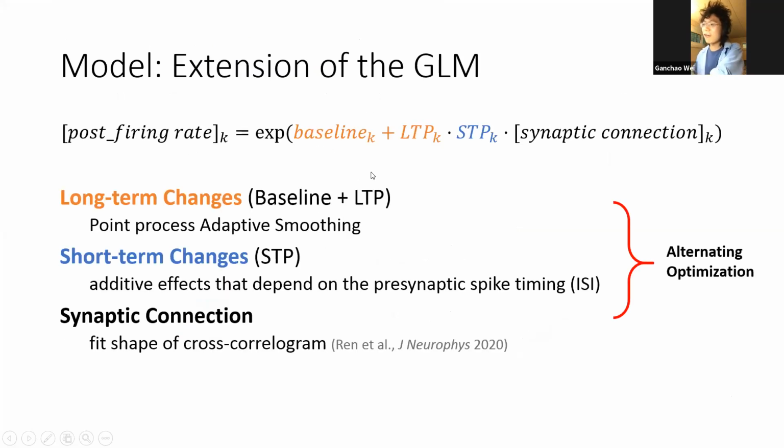Okay, so now we have a method to deal with these two parts separately, and we choose to combine them by alternating optimization. That means, for example, we first fix STP and estimate the long-term part, and in the next step, we fix the long-term part and estimate STP, and then keep going with this process until the model converges. So now we have the model like this, and we have the method to fit our model. The next step is to use some simulations to make sure that we can handle different situations.